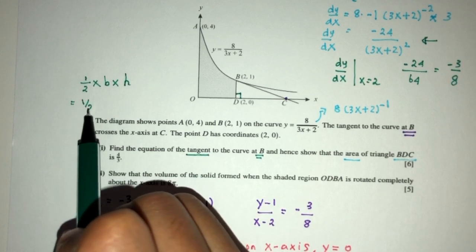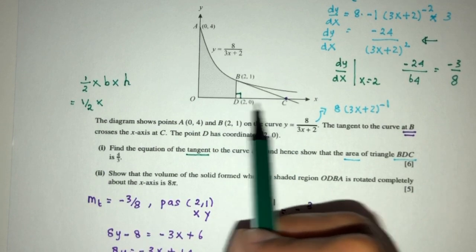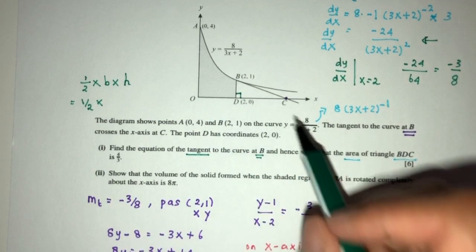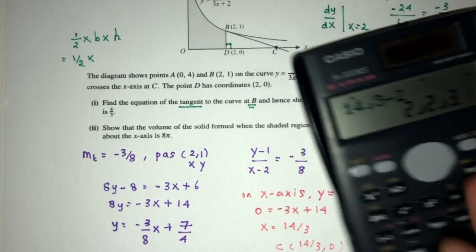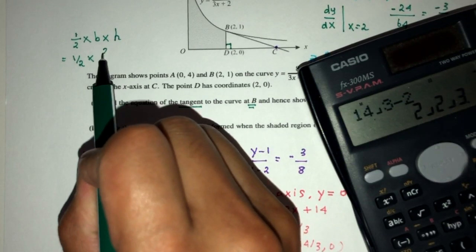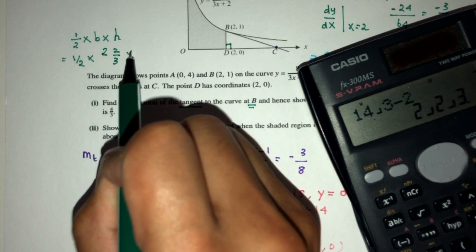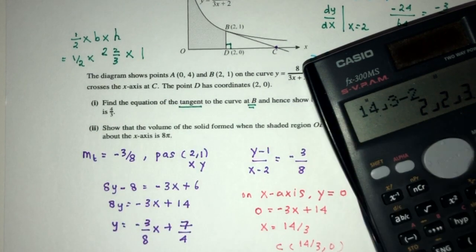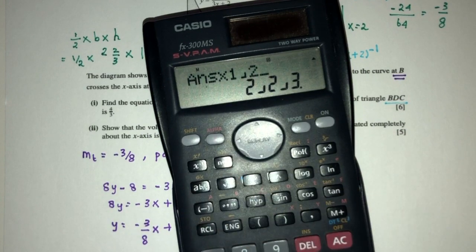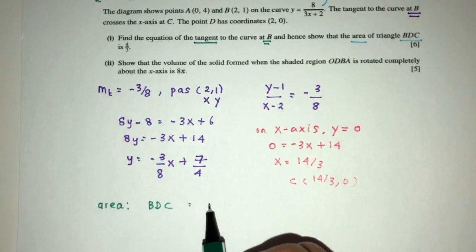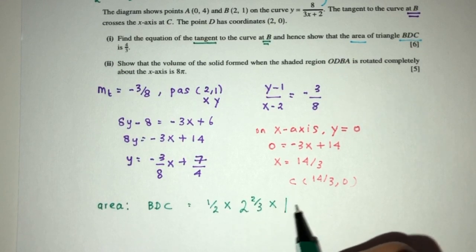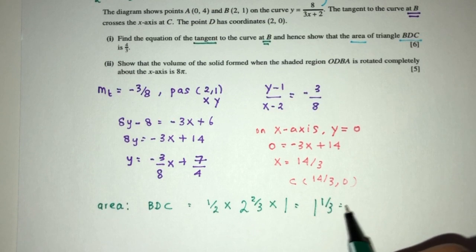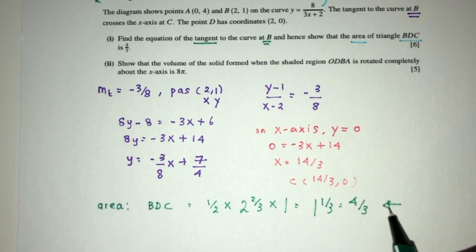So half is half, and the base is this point minus this point, so this value will be 14 over 3 minus 2, that will be 2 over 3, times height, which is only 1, so times half. So half times 2 over 3 times 1 will be 1 over 3 plus 1, which is 4 over 3. This is shown as required.